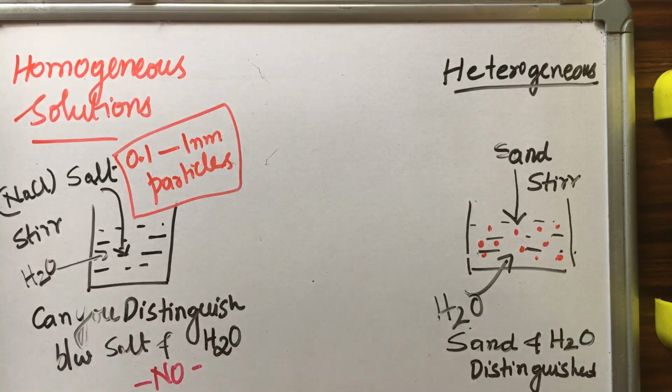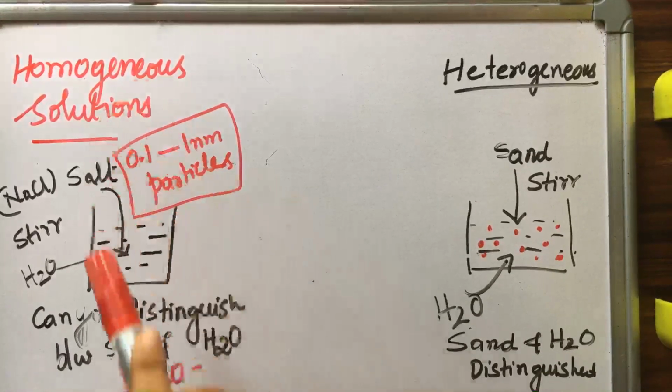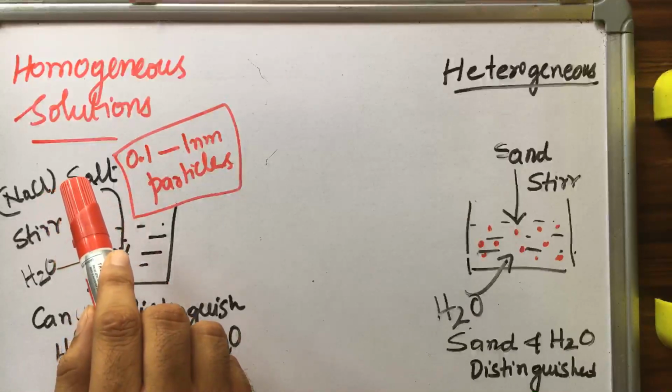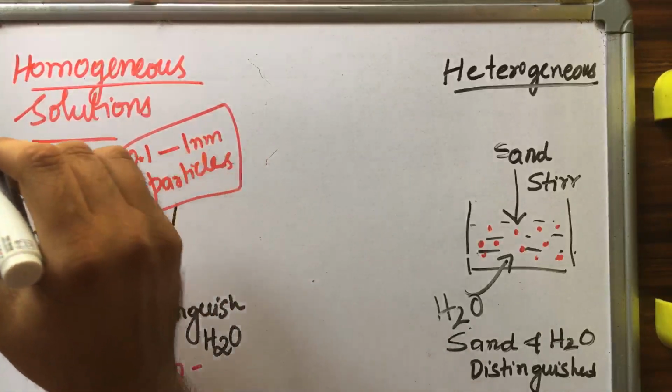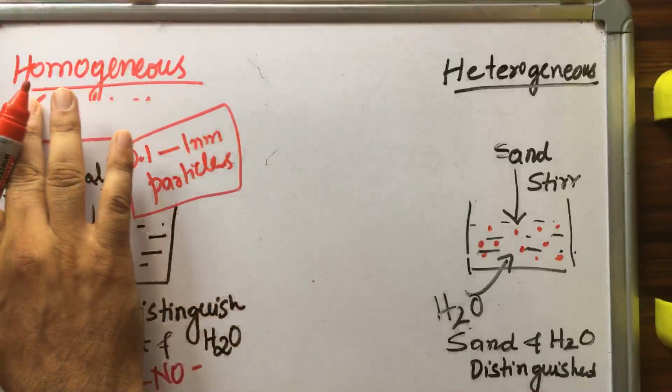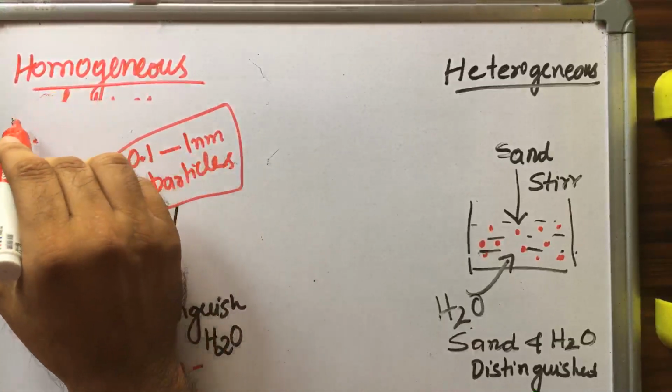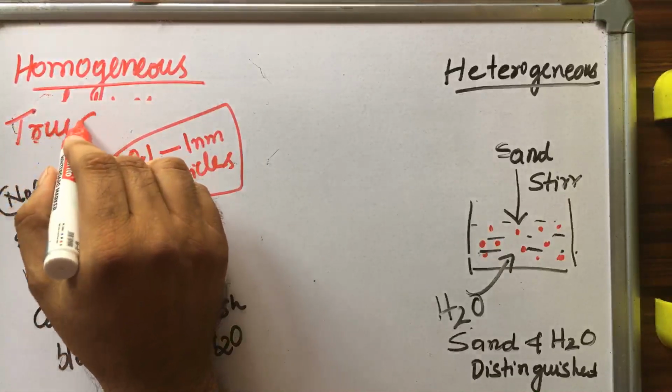So see, what is this? Homogeneous. We cannot make it out, so we call it homogeneous. These are called true solutions. I can write this as true solution.